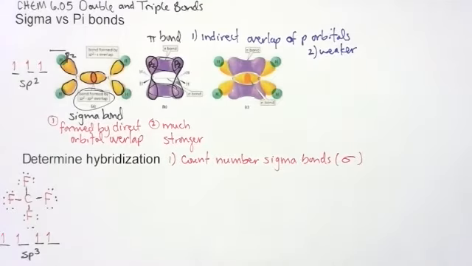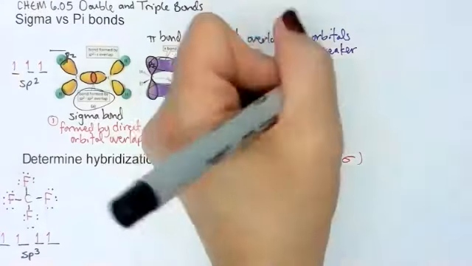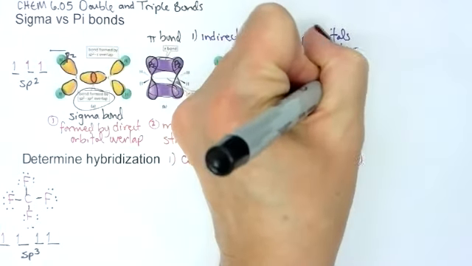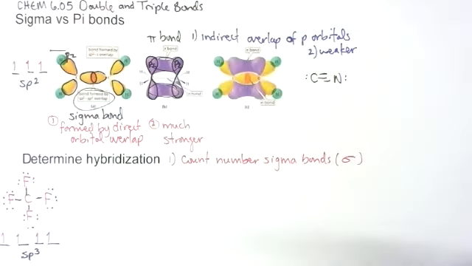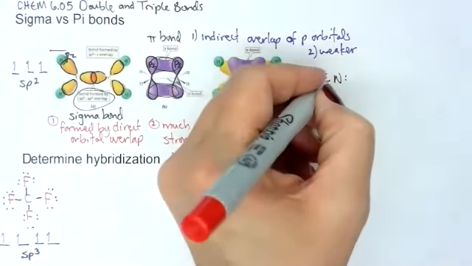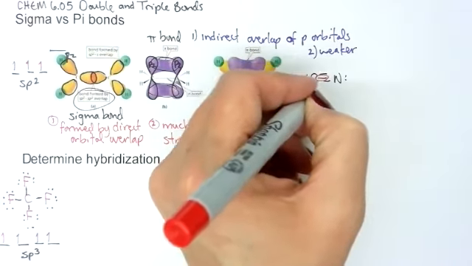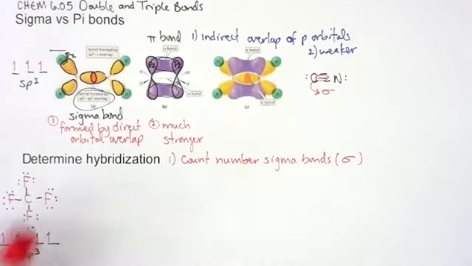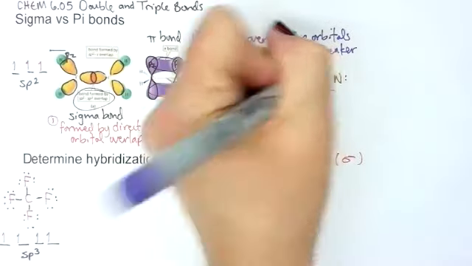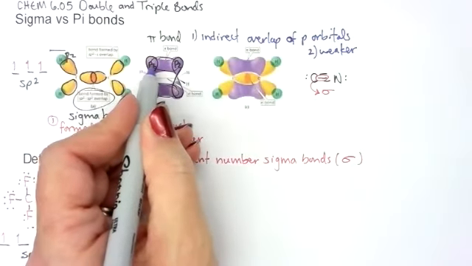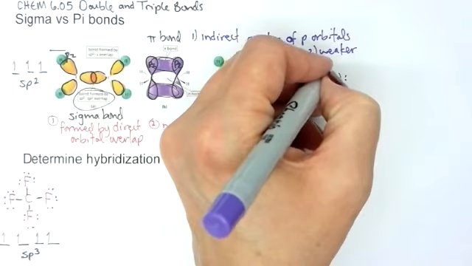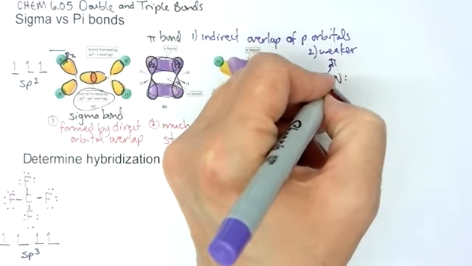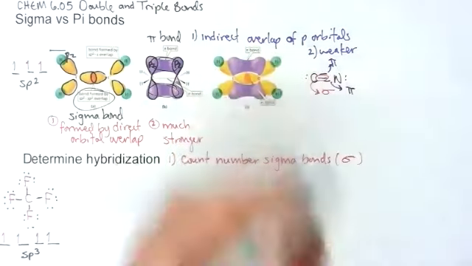So let's look at a couple of structures here. If I have cyanide, which we've already drawn, I have one sigma bond. So this guy's sigma. And I have two pi bonds. So I have actually two sets of p orbitals overlapping. So this is a pi bond, and that's a pi bond.